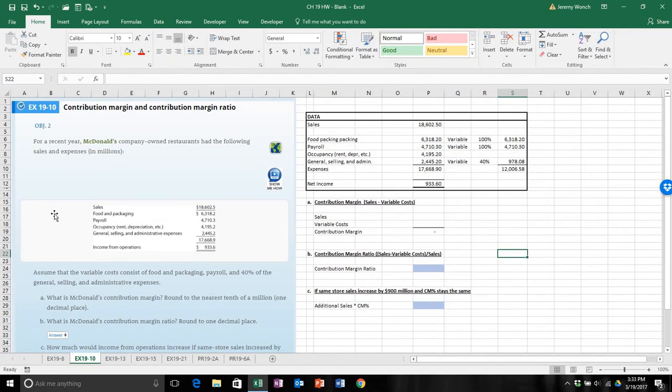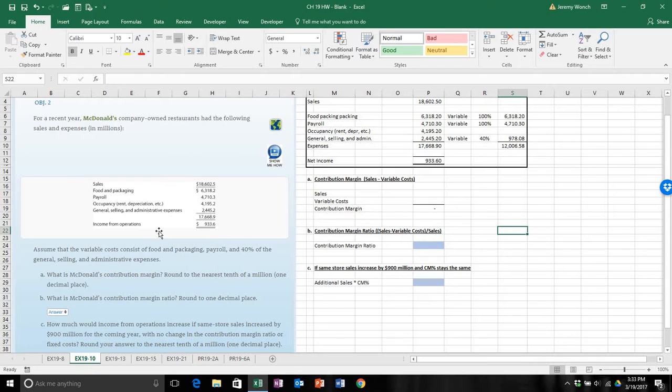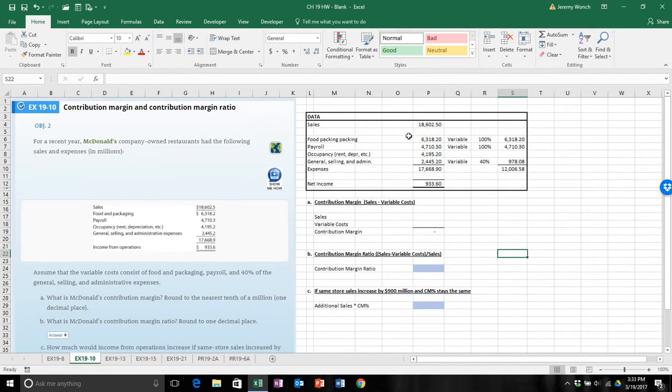So in this problem, we have McDonald's. It gives us some information, which I've entered in over here. So we have a little income statement information. We have the sales, which is 18 billion. Then we have some costs: food, packing, payroll, occupancy, general. We have a net income of 933 million. So I just moved this information over to Excel so we can actually work with it.